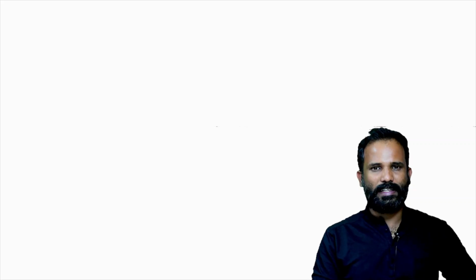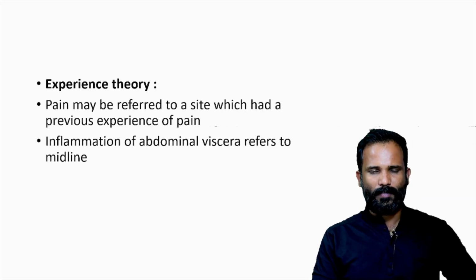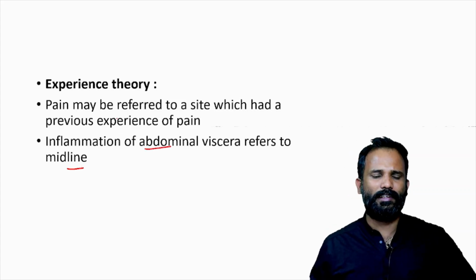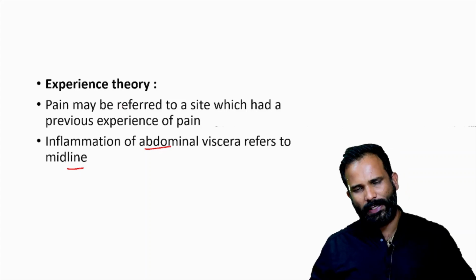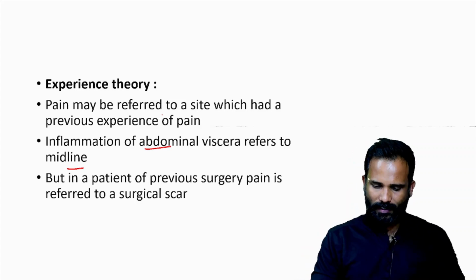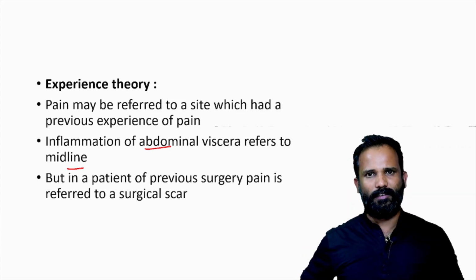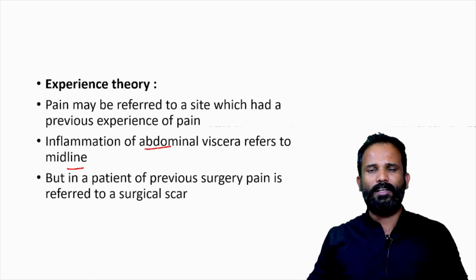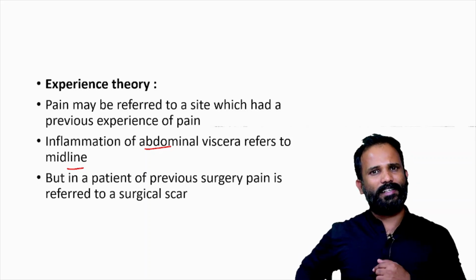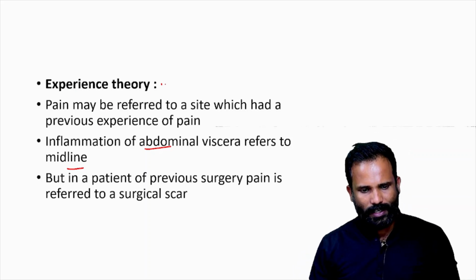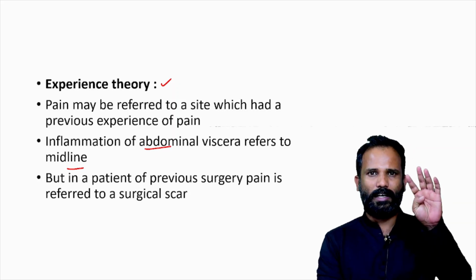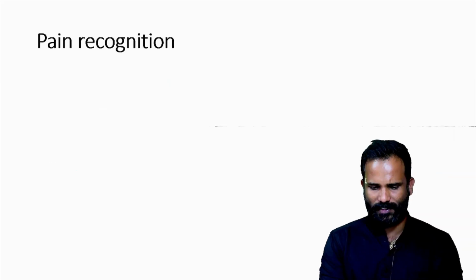And experience theory. Usually, inflammation of abdominal viscera is referred to the midline. But in persons with previous experience of pain, the pain is referred to that site. Let's think that the person has a surgery scar. Let us think that he has an appendicitis scar. Now the pain in the abdominal viscera will be transmitted to this appendicitis scar. So that is called the experience theory. So these are the theories of referred pain: dermatomal, convergence, facilitation, and experience theory.